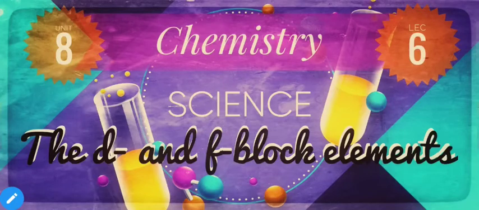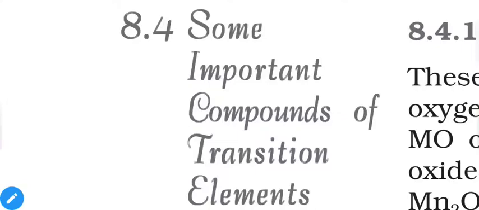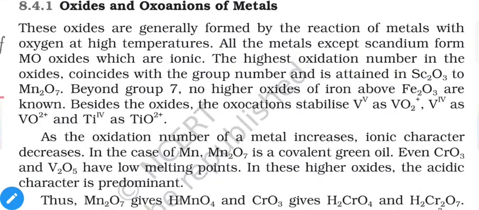In today's lecture, we are going to discuss some important compounds of d-block elements. Mainly we are going to discuss oxides and oxoanions of transition elements in this topic. These oxides are generally formed by the reaction of metals with oxygen at high temperatures. All the metals except scandium form MO oxides, which are ionic.